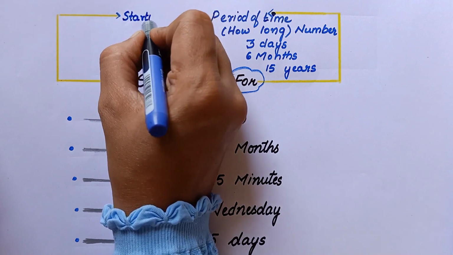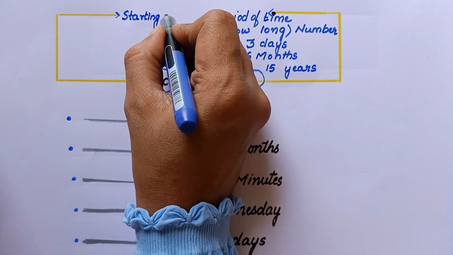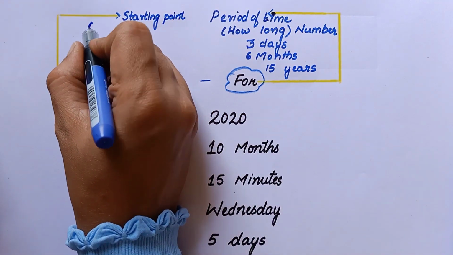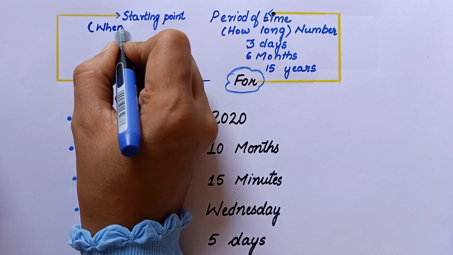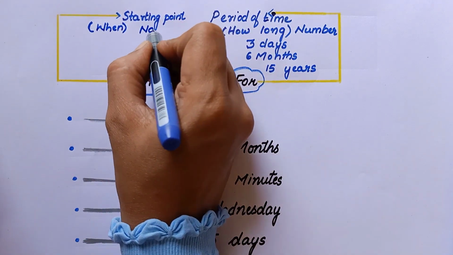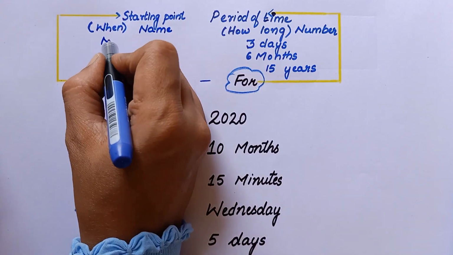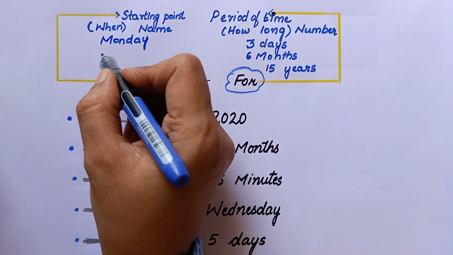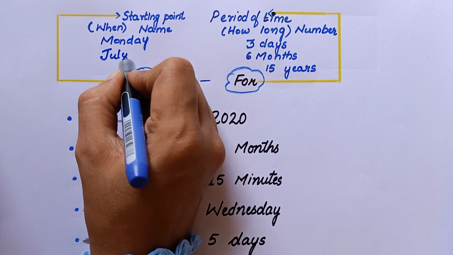Now we'll see for since. Since is used to describe something at starting point. Okay, when someone asks you from when exactly, then we'll have to make use of since. Whenever the name of a month, name of a year, name of a day is given, so always remember to make use of since.